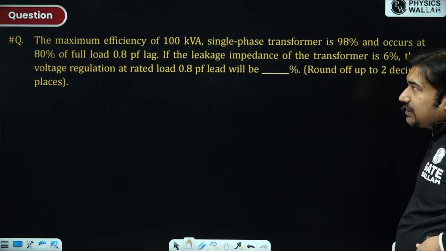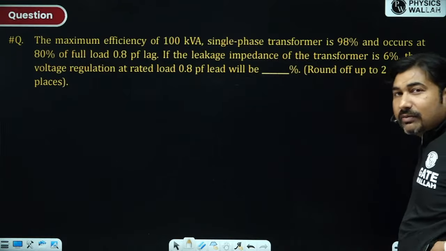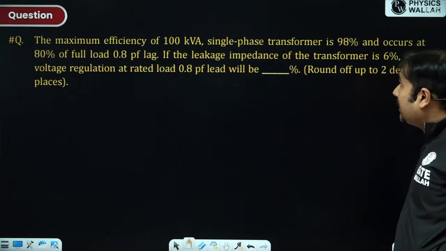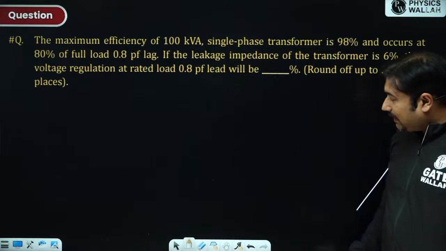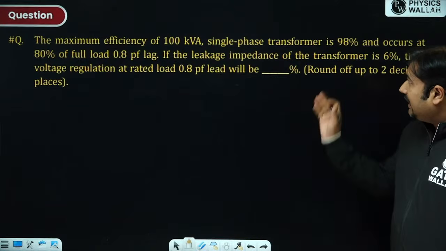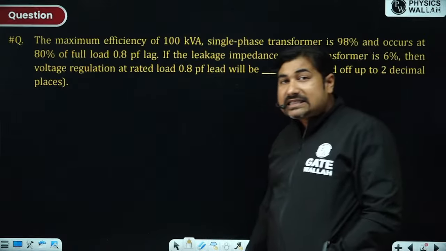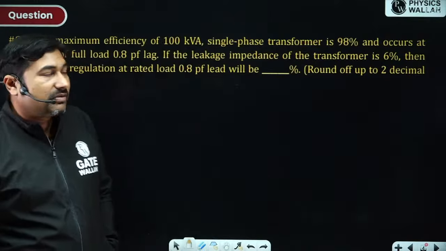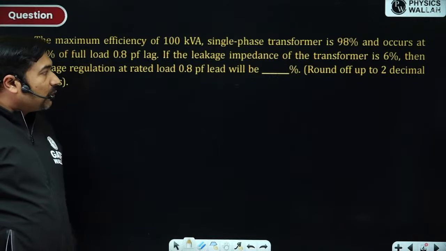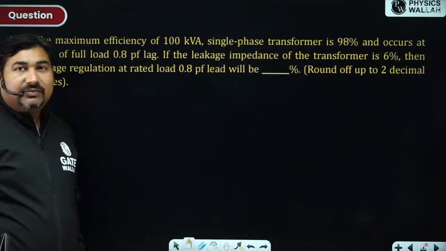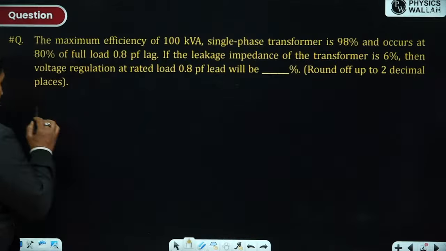The maximum efficiency of a 100 kVA single phase transformer is 98% and occurs at 80% of full load, 0.8 power factor lag. If the leakage impedance of the transformer is 6%, then the voltage regulation at rated load, 0.8 power factor lead, will be? Okay, so how to solve this?